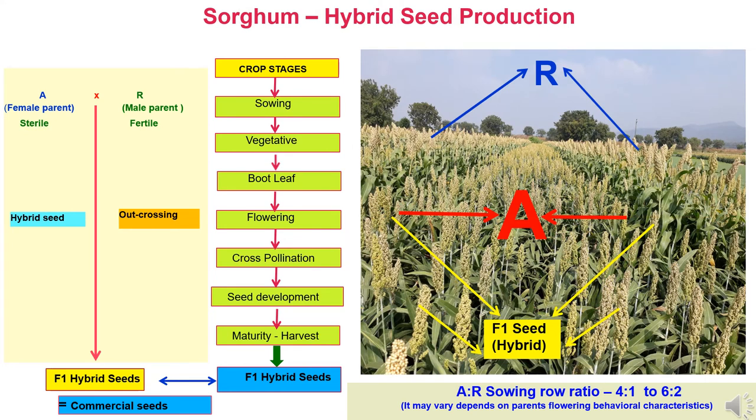This is about sorghum hybrid seed production. The production method is common, where the crossing between A line and R line takes place to develop F1 hybrid seed. And here also female is sterile and male is fertile, and outcrossing takes place through wind movement. And the harvested produce of the female will be used as F1 hybrid seed.